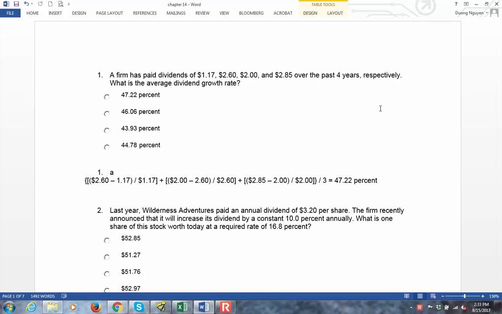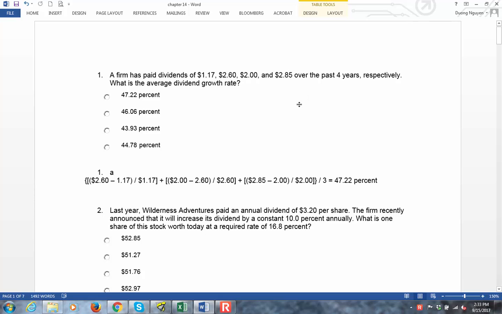Hello, and let me go over some questions in chapter 14. The first question: calculate the average dividend growth in the last 4 years. So basically what you should do is calculate the growth for every year.